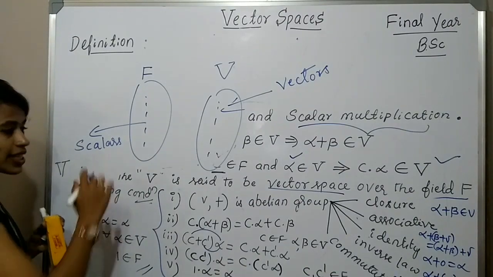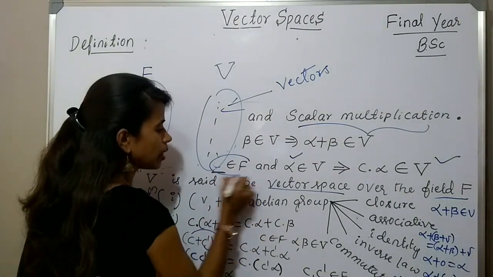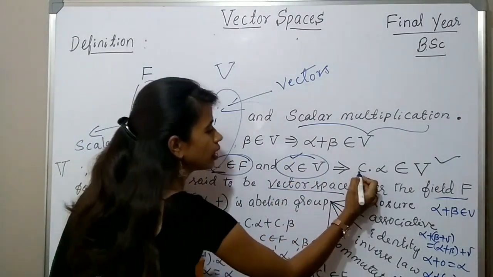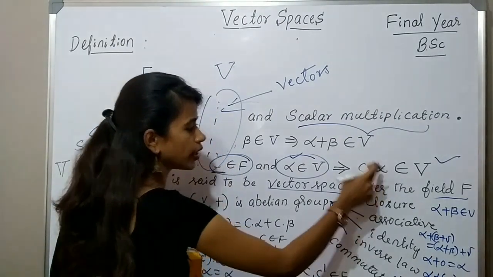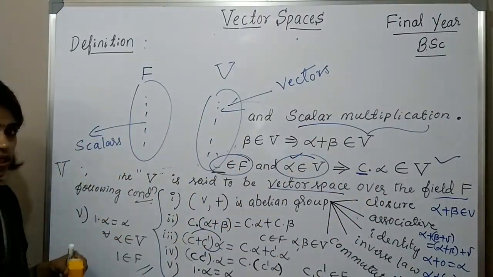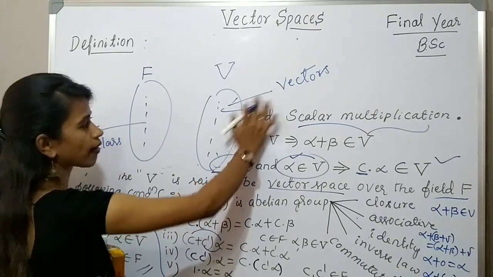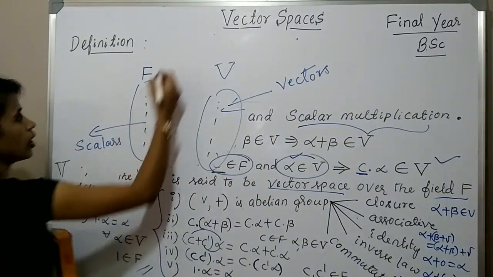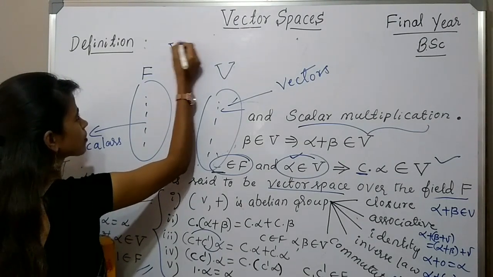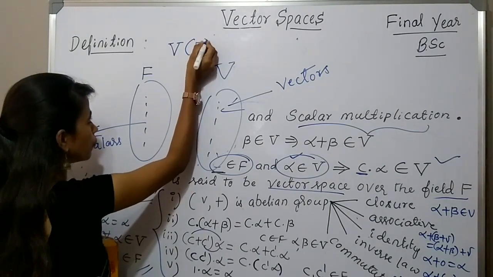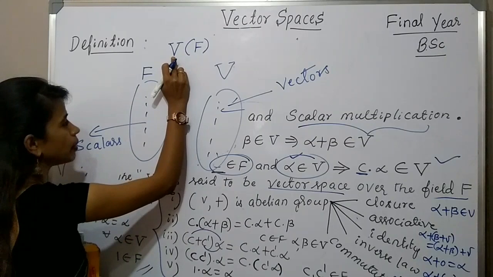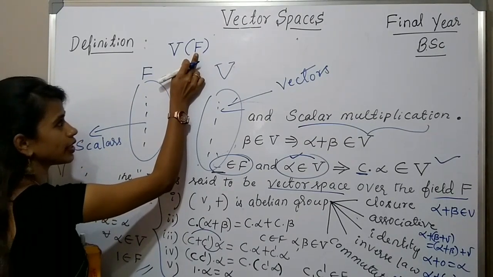Okay. So that's scalar multiplication. Here c belongs to F, alpha belongs to V, then the scalar multiplication is c times alpha. Therefore, that is scalar multiplication. Is it okay? So all the elements of F are called scalars, all the elements of V are called vectors. We usually denote a vector space over the field F as V(F). That is, V is a vector space over the field F.